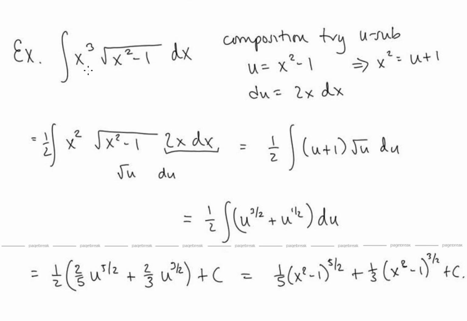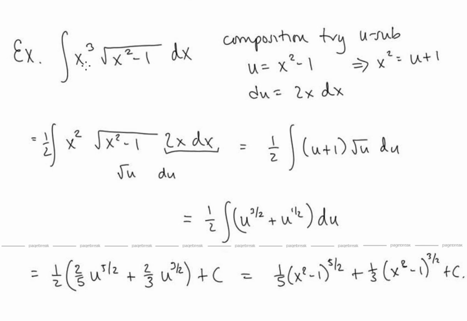So here we have x to the third times the radical of x squared minus 1 in our integral. So by noticing the composition, we might try u equals x squared minus 1, and then du equals 2x dx. So we realize that we have a u under the radical, and we need one factor from this x to the third. We need one of those x copies to go with dx so that we can make our du.